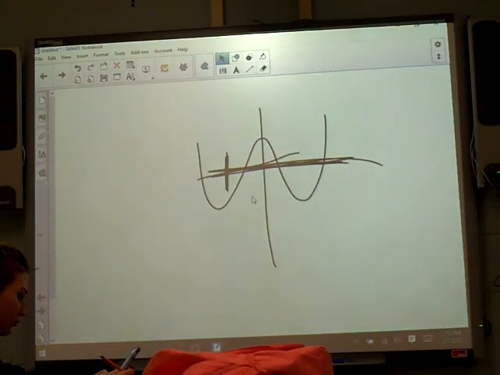Okay, pretty short unit. We will have a test on this before spring break unless something goes wrong. But right now the plan is that we will. Something might come up though, I don't know. All right.